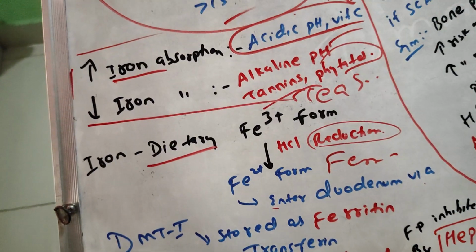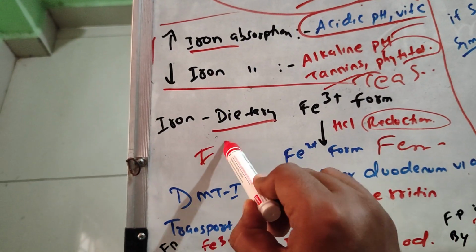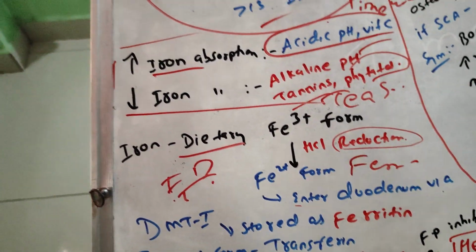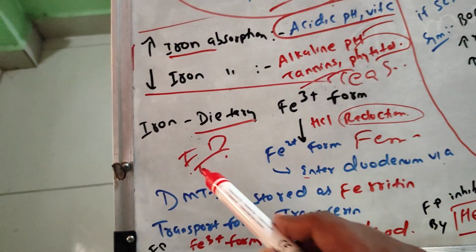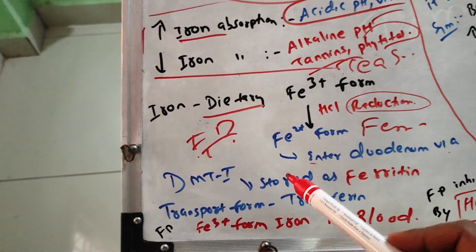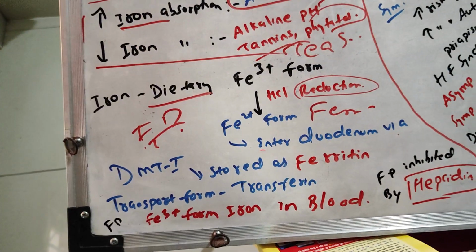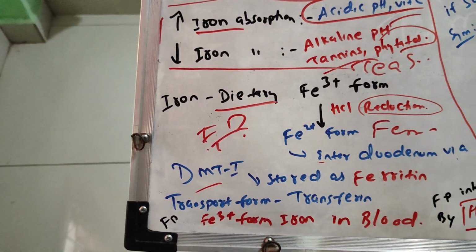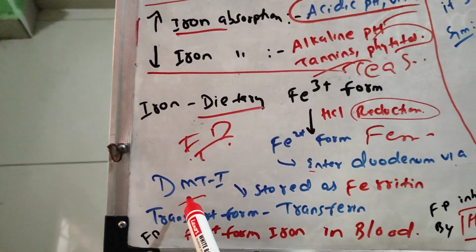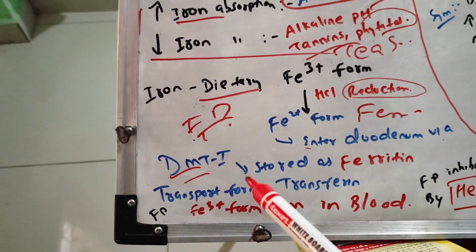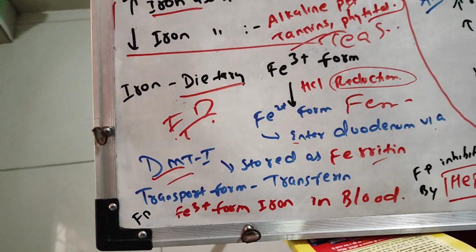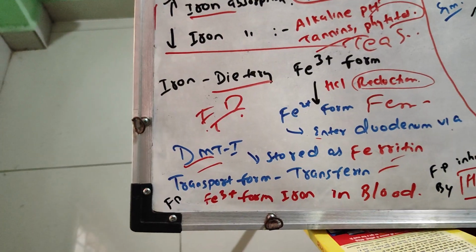Where does the iron absorption take place? Remember ID: iron, duodenum. ID means iron is absorbed in the duodenum. So remember ID. Here iron will go to the duodenum by what transport? It is by DMT1, divalent metal transporter 1. And it is stored in the form of ferritin. What is the transport form of iron? It is called transferrin.